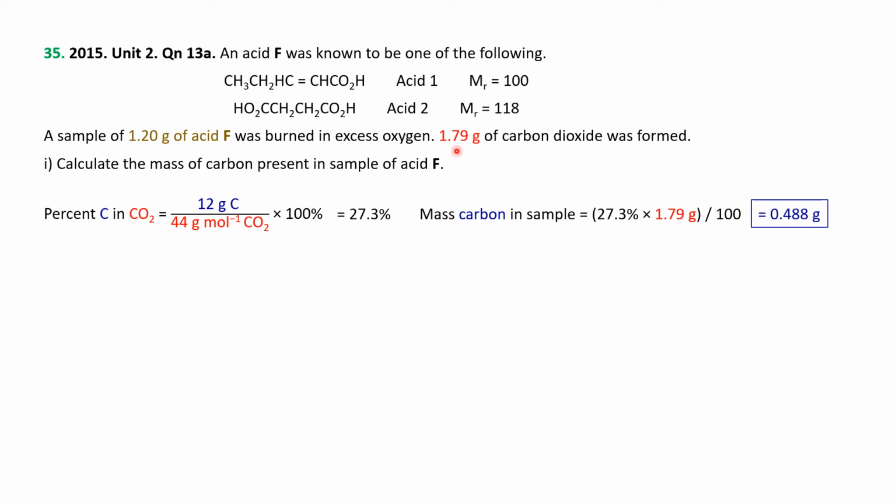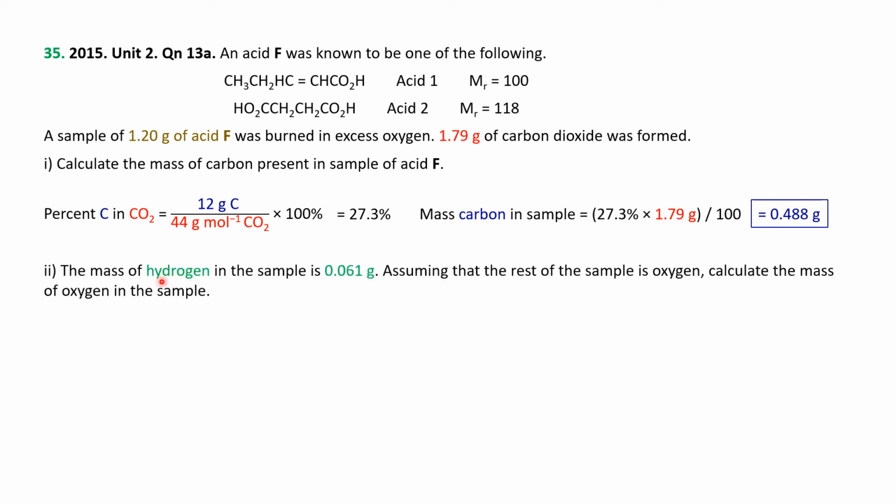Several ways in which you could have gone to that particular one. You could have converted 1.79 grams of carbon dioxide to moles of carbon dioxide, and then from moles of carbon dioxide to moles of carbon, which is the same number, and then moles of carbon to this mass of carbon there. So several ways to do it. I just happen to like the percent one because it follows in with what we've been talking about with empirical formulas. So anyway, the mass of hydrogen in the sample is 0.061 grams.